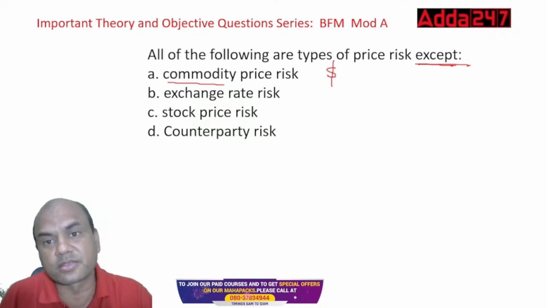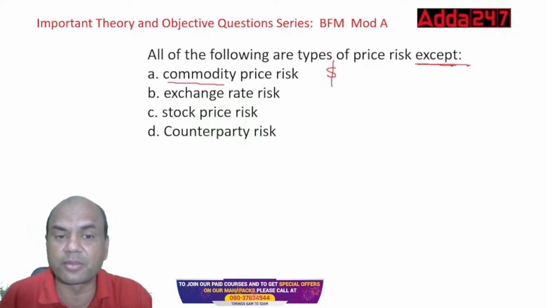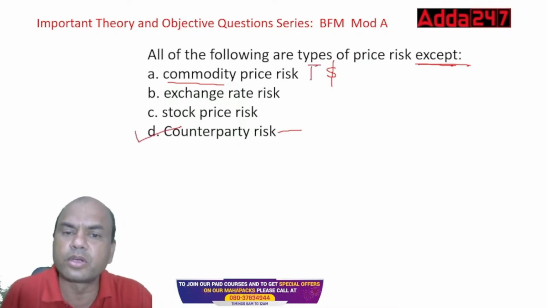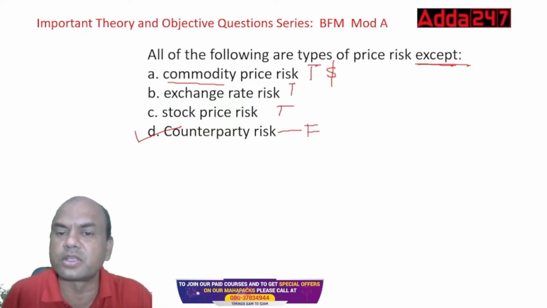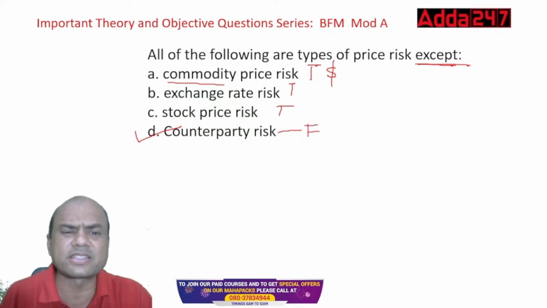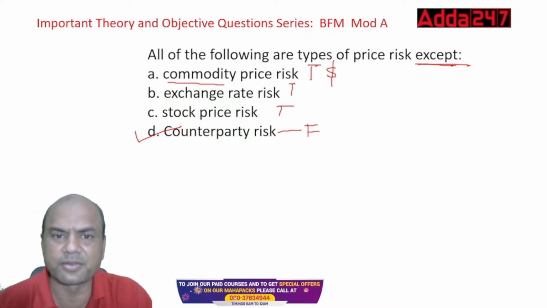Stock price risk and counterparty risk. Now it's a typical one. Counterparty is what? Just now we saw it, credit. So is it a part of price risk? No, isn't it? So this is the answer. So these all are true, true, true, true, and this one is false. And we want false only, which is not the type of price risk, right? Stock price risk, obviously, is a part of price risk only, isn't it?